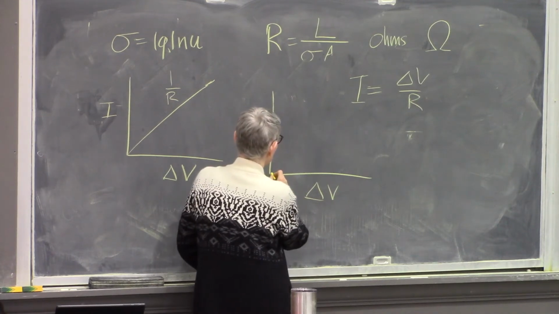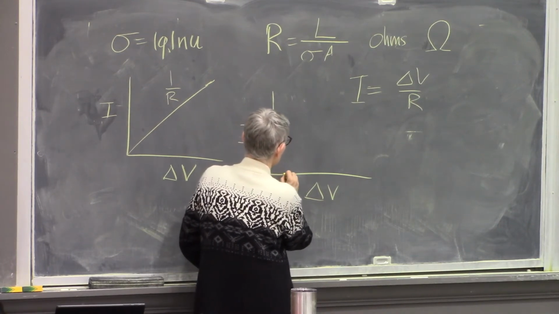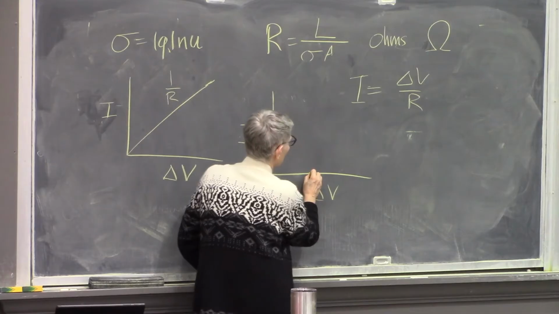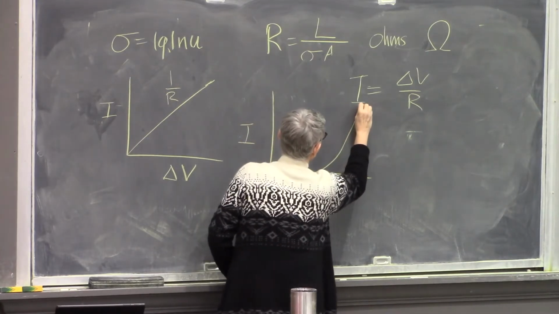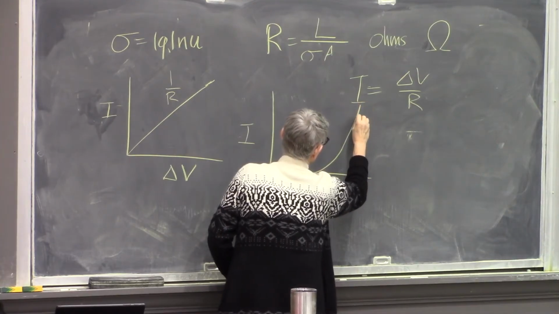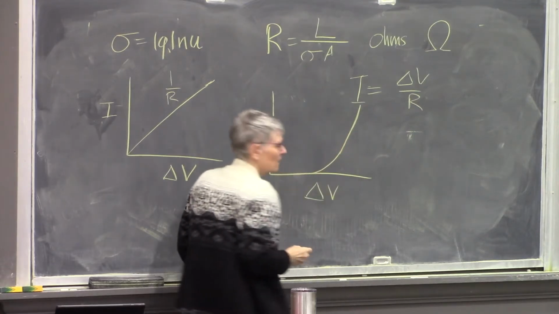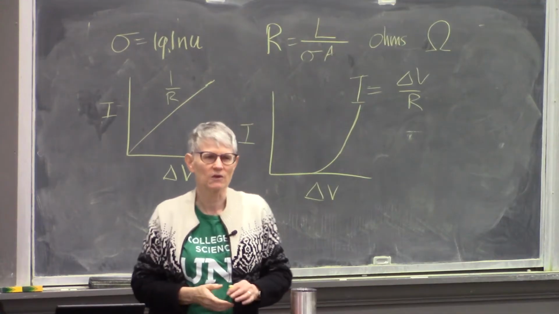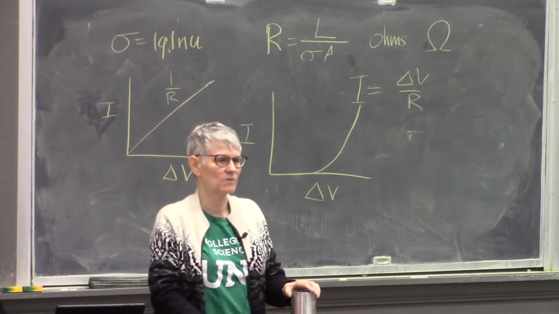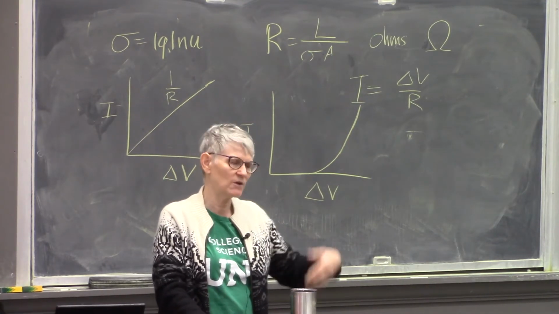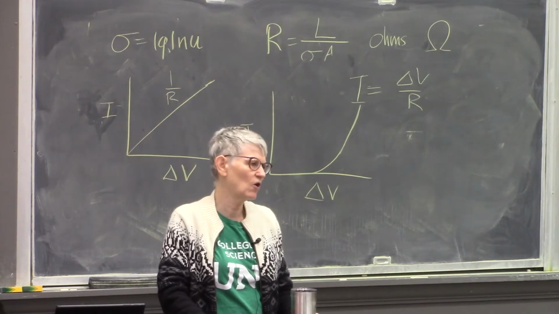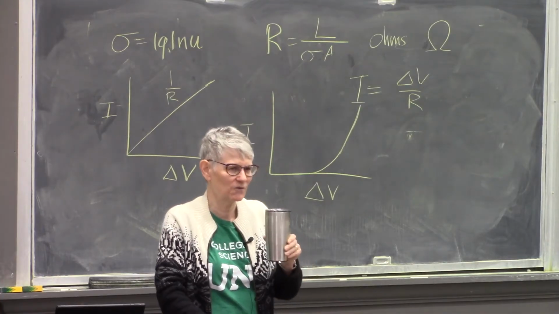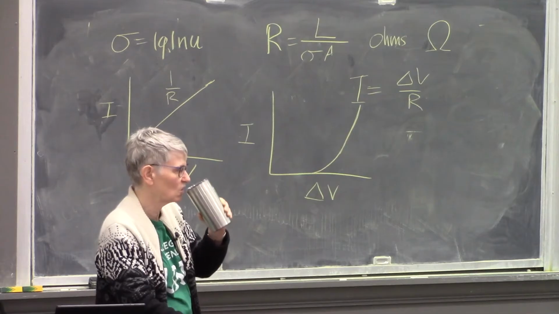There's another kind of interesting material where this plot looks like this. And the interesting thing about the plot is it goes along at 0 for a while, and then it actually increases rapidly. This is how semiconductors work, and semiconductors are important because the computers in your laptop and your phone and your car key and everything else are made from semiconductors like silicon.